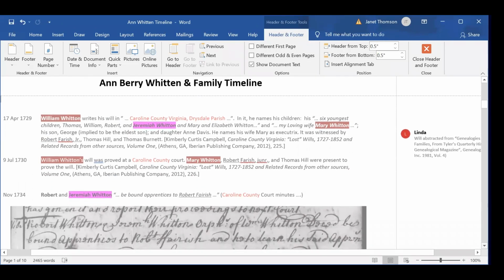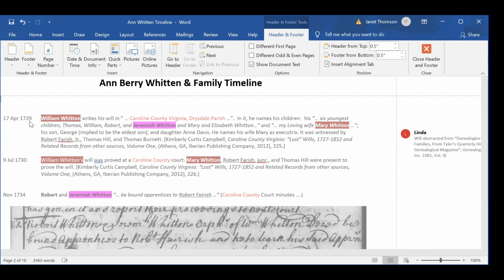Now, you'll see that this is a wide document. Over at the left, you'll see the actual date, 17 April 1729, and she's looking in Caroline County, Virginia. Remember, we're not the United States yet, but she is looking in Caroline County, Virginia, Drysdale Parish records, and discovers a will, which took a lot to discover.